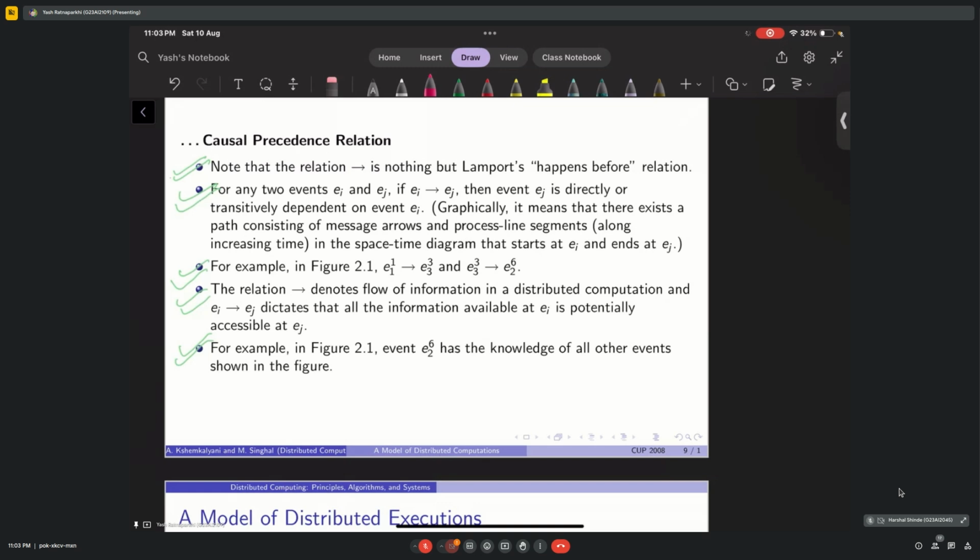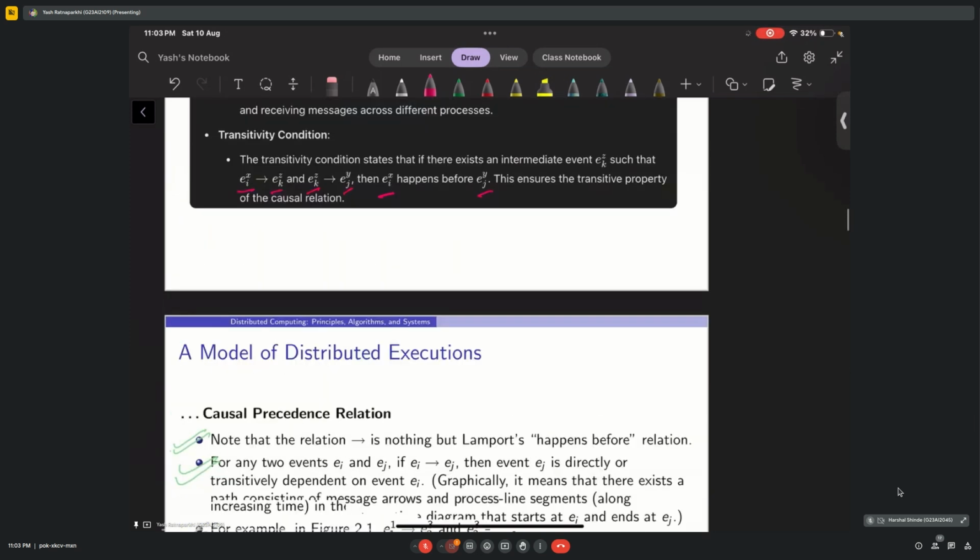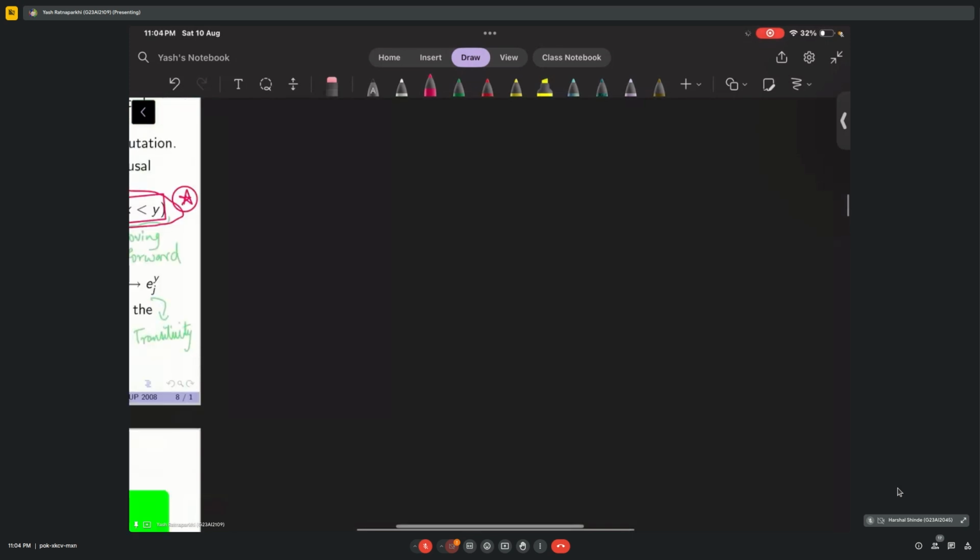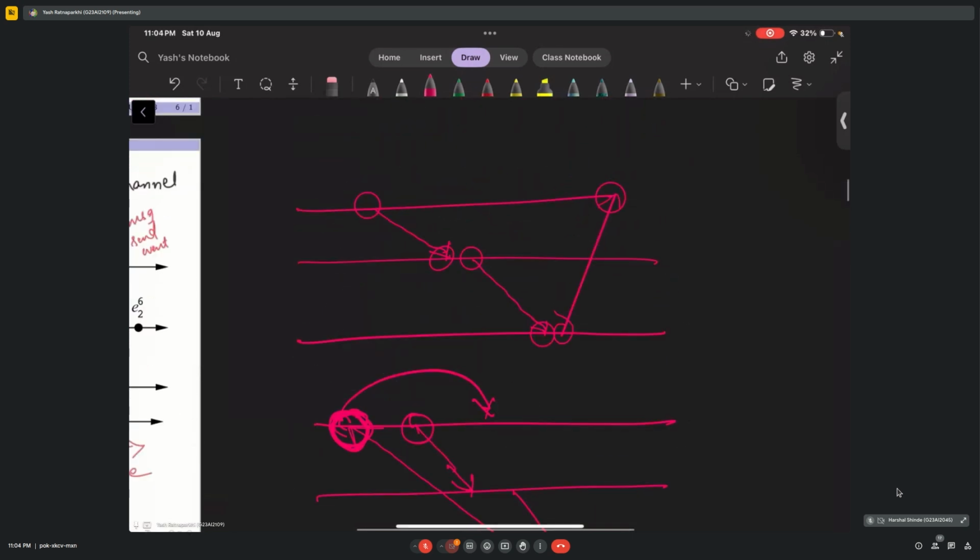Graphically, it means that there exists a path consisting of message arrows or process lines along increasing time in the space-time graph that starts from e_i and completes at e_j. So what it is trying to say is, if this is my e_i, this is my e_j and this is my e_k, and I write e_i gives e_k, then either k is directly dependent on i or k is transitively dependent on i.